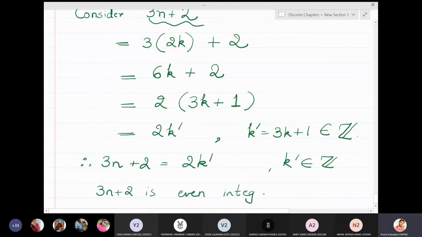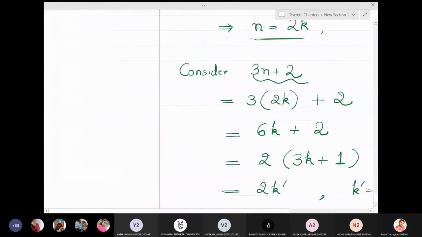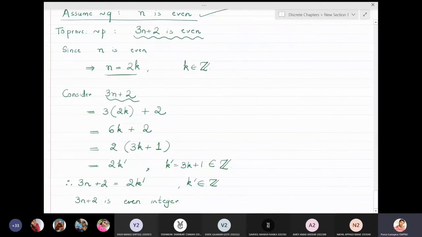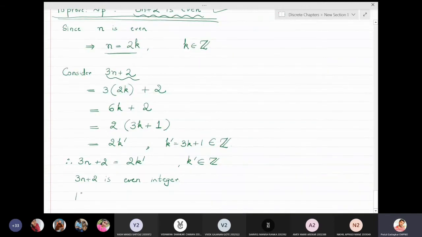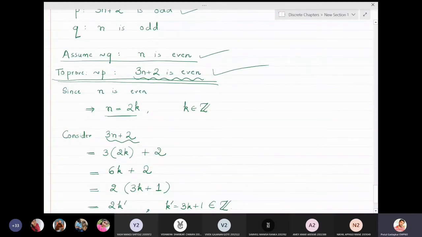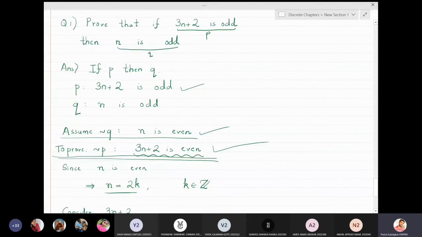Is this what we wanted to prove? Is this what we desired? Look here. We wanted to prove that 3n plus 2 is even, and therefore we have proved what we wanted. We wanted to prove negation P, and hence proved. This means that the statement which we have written here, that if 3n plus 2 is odd then n is odd, we have proved by the method of contraposition. Let me do one more problem so that the idea will be more clear to us.